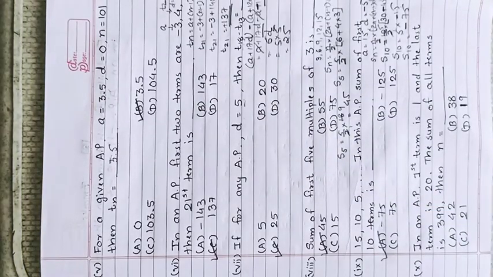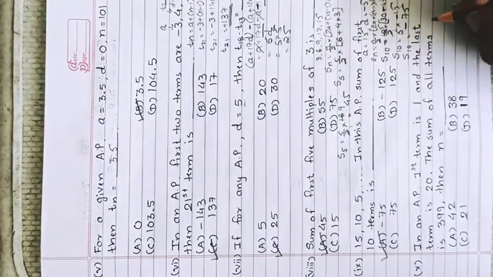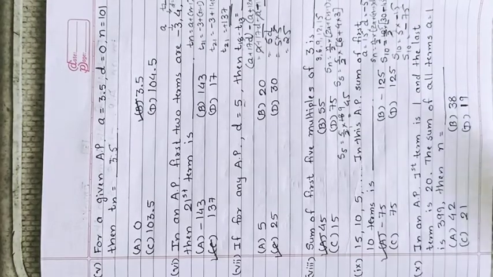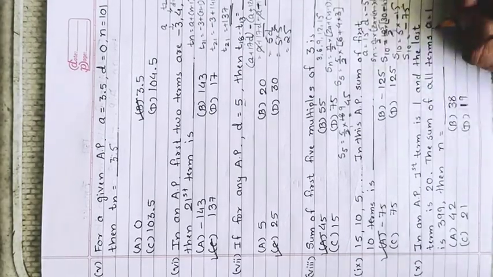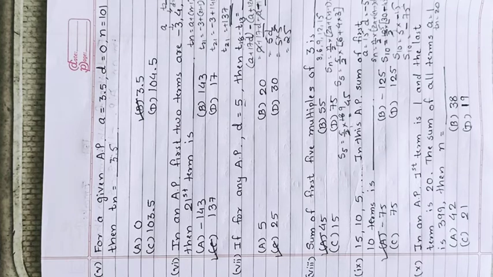Now the last one, which is the 10th. In an AP, the first term is 1, which means a equals 1. And the last term is 20. T of n, the last term, is 20. The sum of all terms is 399, so S of n is 399. Find the value of n.